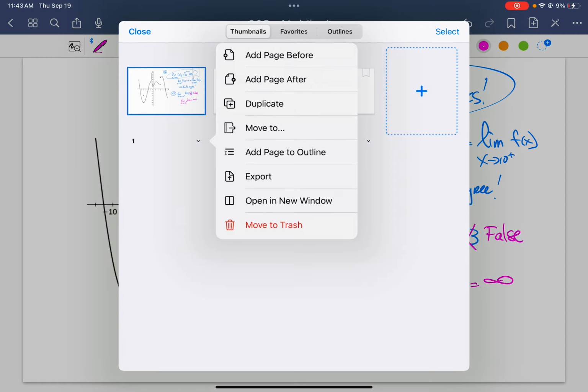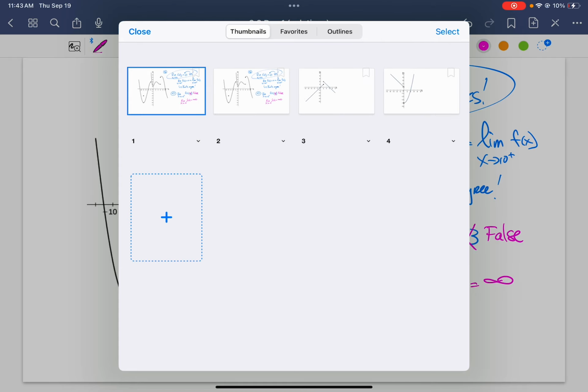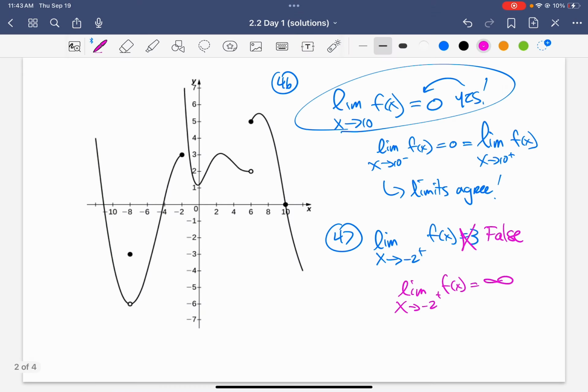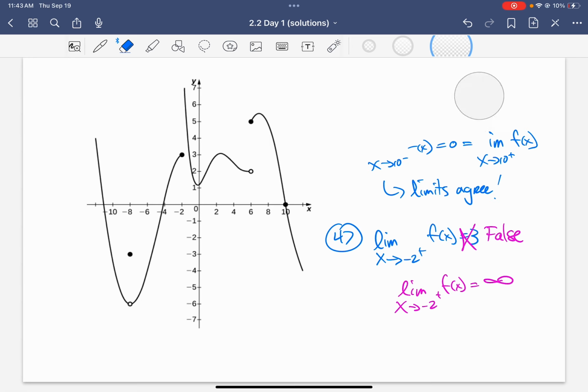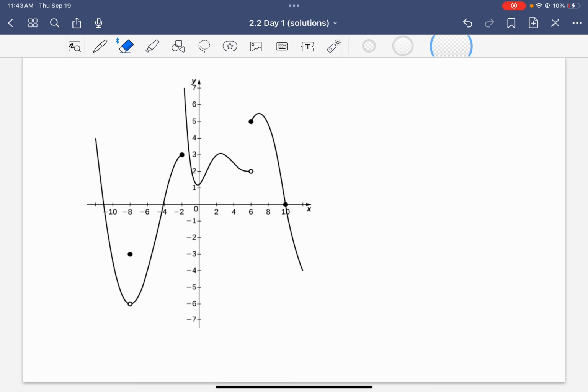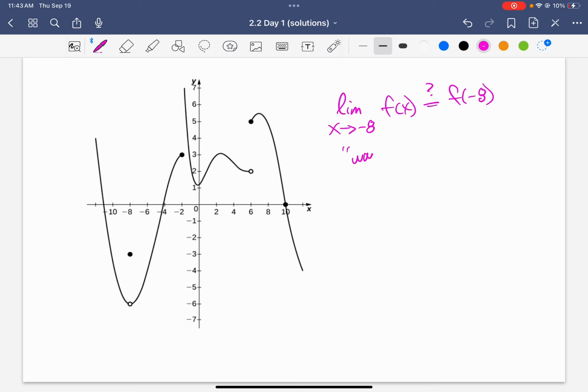Okay, and I'm going to take this and I'm going to duplicate it. Let me erase some stuff. So we just did 47. So let's now do 48. The limit as x goes to -8 of f of x. Is that the same as f at -8? So what it wants to be and what it is, are they equal?